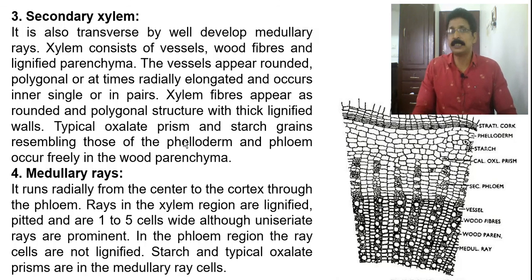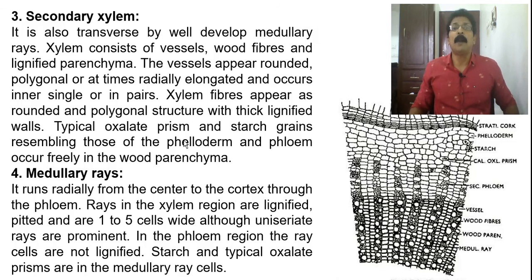Xylem consists of vessels, wood fibers, and lignified parenchyma. What do we mean by lignified parenchyma? Lignified means it contains lignin. You can identify it when you take a section, mount it in a clearing fluid, and then use a staining fluid. There are many staining fluids. If you use phloroglucinol, it will react with lignin and show a pink color, so that xylem vessels and xylem fibers can be seen very clearly in pinkish color due to the presence of lignin. That is why we say lignified parenchyma and fibers are present.